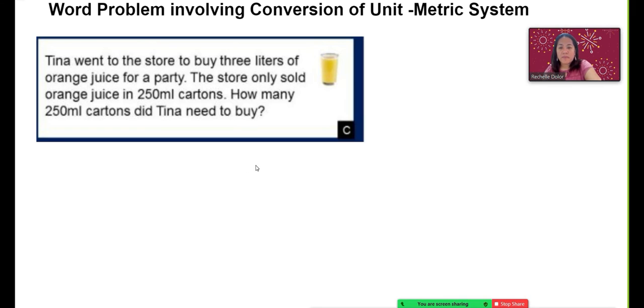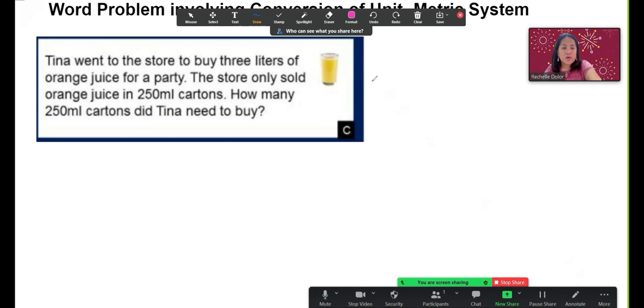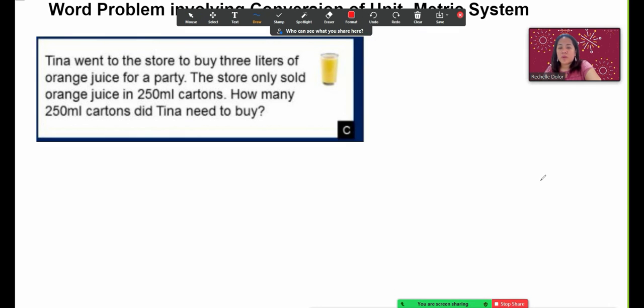6th graders, I'm back here. So we are going to solve word problems that talk about conversion of unit in metric system. So what we need to do is we're going to discuss and solve this. Tina went to the store to buy 3 liters of orange juice for a party. Okay, so 3 liters, right? Okay, 3 liters.